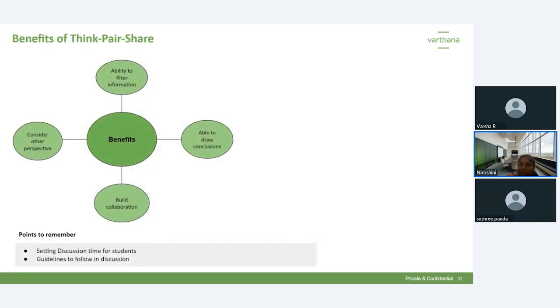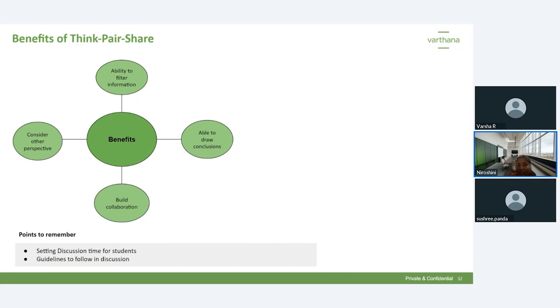So, the benefits of think, pair, share. Children will be able to filter information when they are discussing it with their partner, and they will also draw conclusions from it. This also builds collaboration, which is very important if we are starting this. On what topic are they discussing, how is their understanding level, and they will also learn to listen to the other partner's perspective about this particular topic.